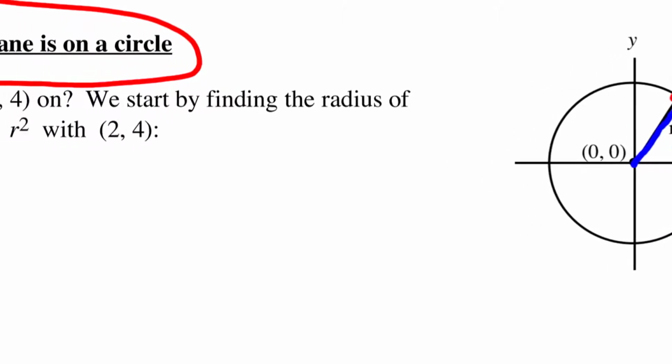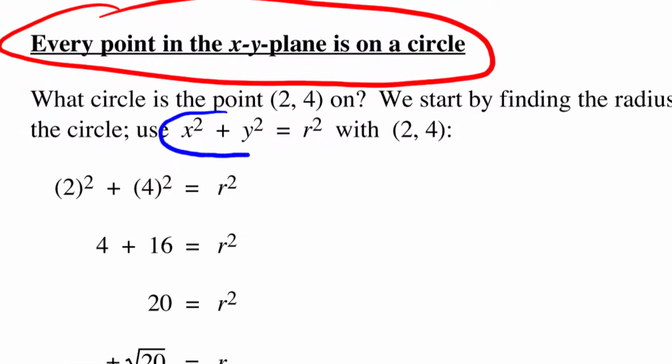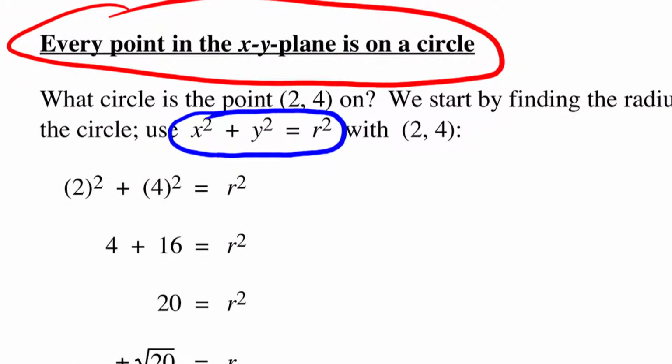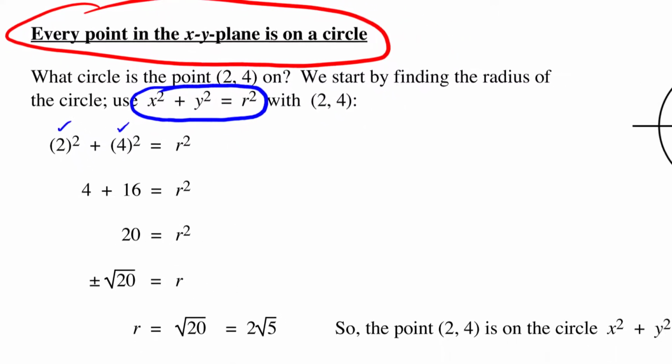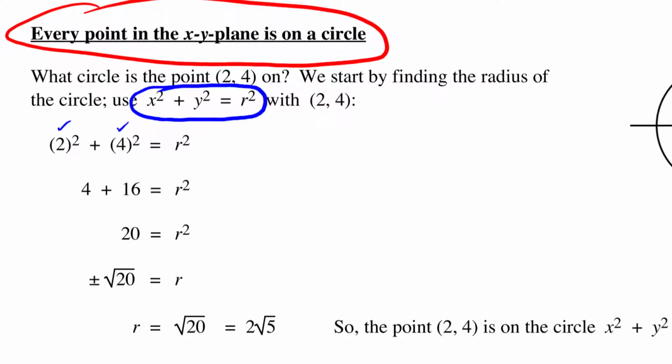And if we didn't know how to get that 2 square root of 5, we use our equation of a circle, the one that's centered at the origin. And we use the values 2 for x and 4 for y. And that's how we calculate what the radius is. And we see here 20 is equal to r squared. And you can follow through: r equals 2 radical 5.